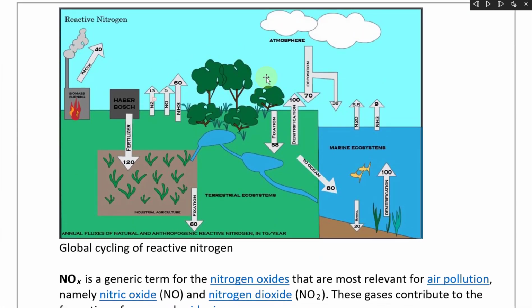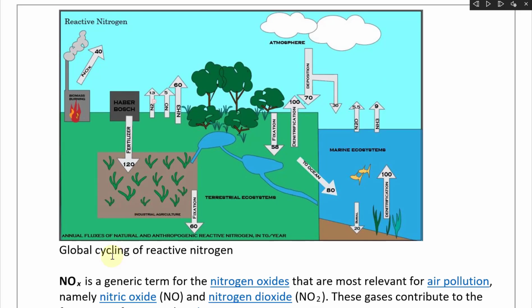And here are some examples. Yeah, so here's the global cycling of reactive nitrogen. And so you have reactive nitrogen like this. You have NOx going up. This is biomass burning. Then you have another system here, your fertilizer right there. It's a company, Albert Bosch, I think. Anyways, fertilizer, you're going to have some nitrogen going into here. And then with fixation, you get nitrogen fixation into the soil or the ground.